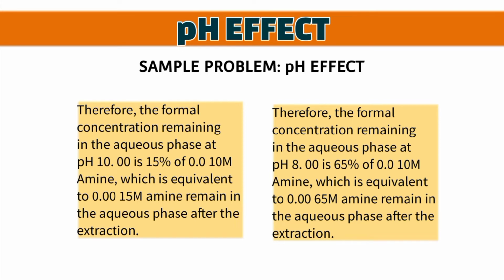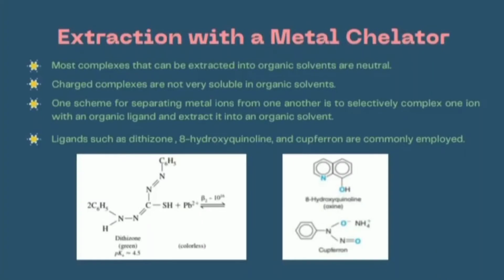of the aqueous phase. Extraction of metal chelators. Most complexes that can be extracted into organic solvent are neutral. Charged complexes are not very soluble in organic solvent. One scheme for separating metal ions from one another is to selectively complex one ion with an organic ligand and extract it into an organic solvent.